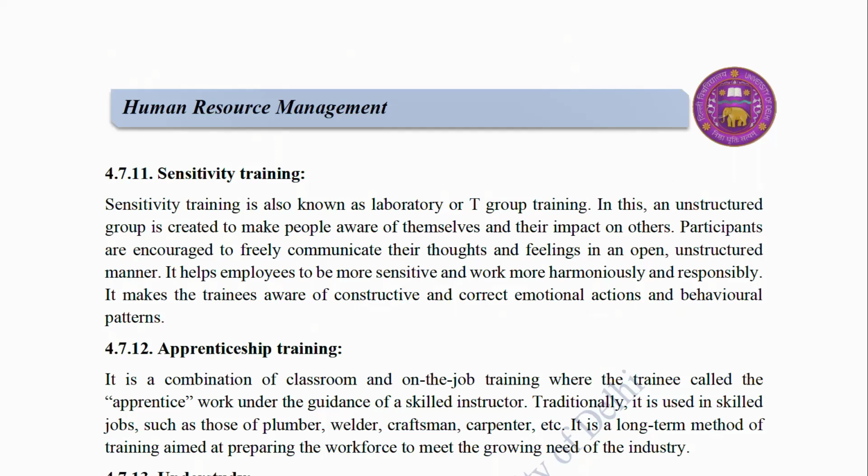4.7.12 Apprenticeship training. It is a combination of classroom and on-the-job training where the trainee, called the apprentice, works under the guidance of a skilled instructor. Traditionally, it is used in skilled jobs such as those of plumber, welder, craftsman, carpenter, etc. It is a long-term method of training aimed at preparing the workforce to meet the growing need of the industry.